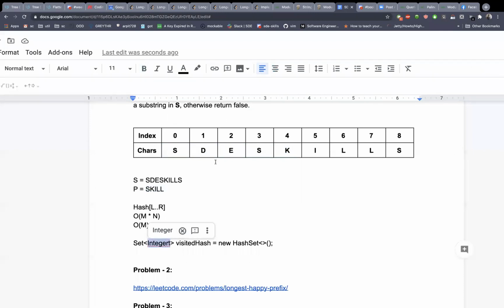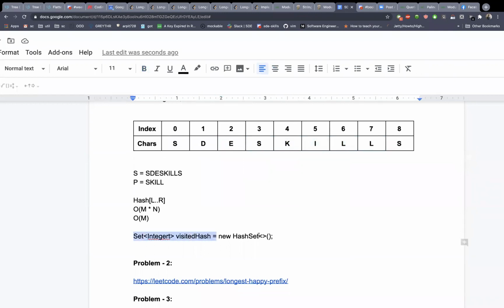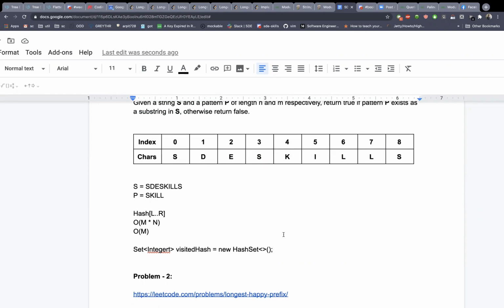Basically we do a sliding window kind of thing: first 5 characters, then the next 5 characters, then again the next 5 characters, like this. Every time we calculate a hash, we store it into this set visited hash, and we check whether this hash has already been encountered or not. If we have already encountered that hash earlier, that means we have found a string equal to the pattern.